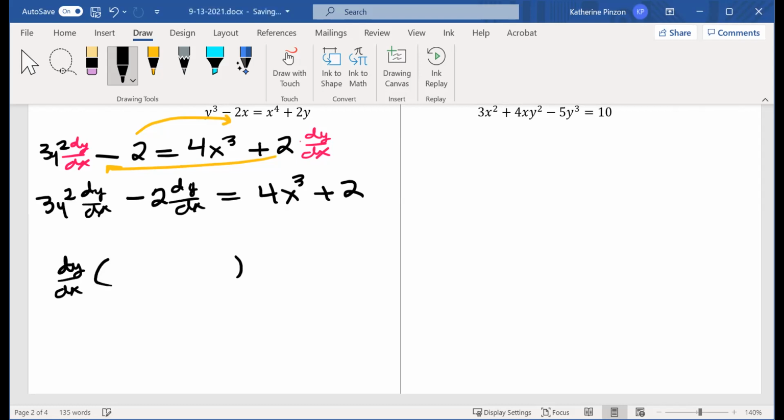times, when I factor dy dx out of the first term, what am I left with? 3y squared, good, minus 2 equals 4x cubed plus 2.